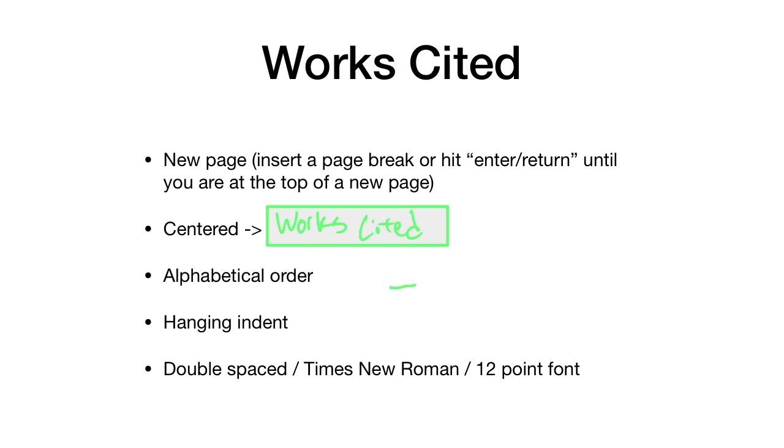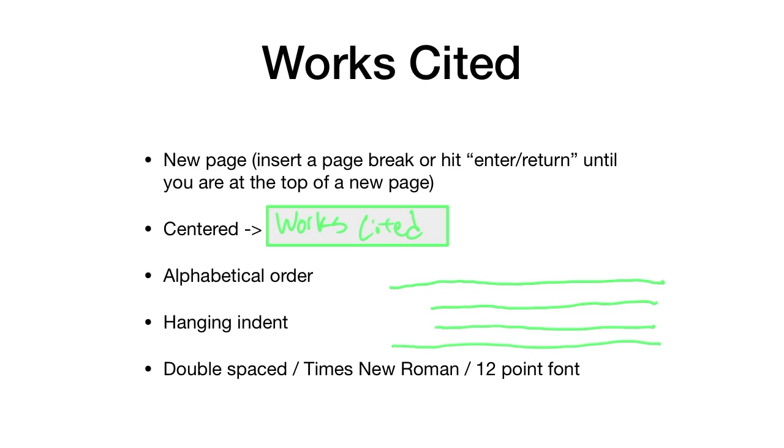What that means is the indent is fully left aligned, and when it gets to the next line, it looks like this. And then the new one, like that. That's called a hanging indent. It's double spaced, and it's Times New Roman at a 12-point font.